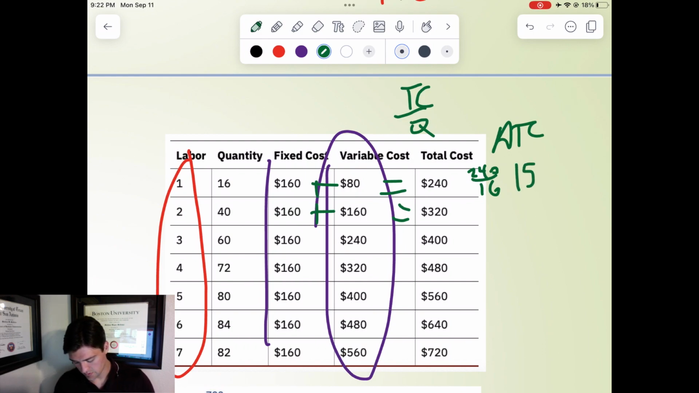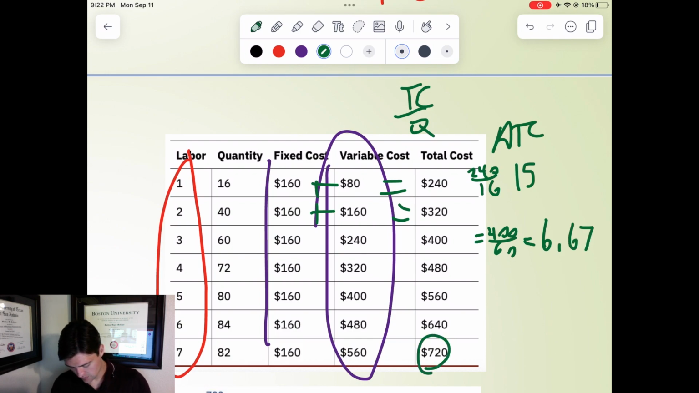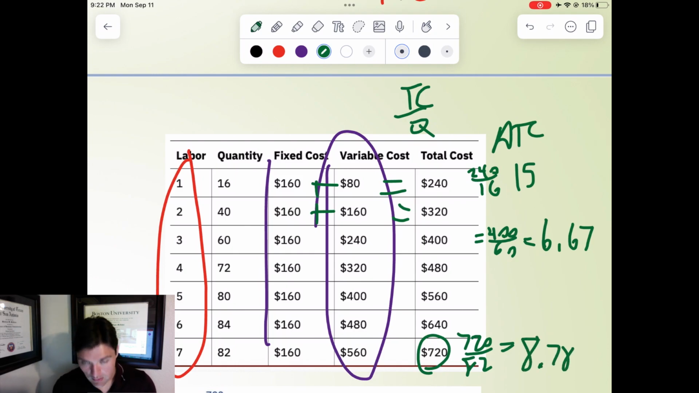And then we'll do this one. We'll do 400 divided by quantity, not labor. Quantity needs to be 60. So it'll be 6.67. And we'll do this last one here. That should be 720 divided by 82, and that should equal 8.78. So that's how we find the average total cost.